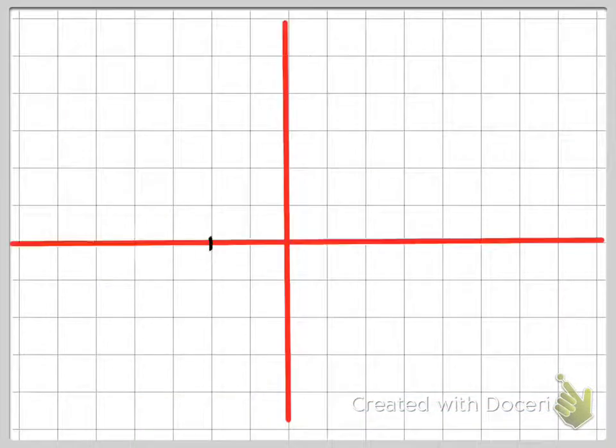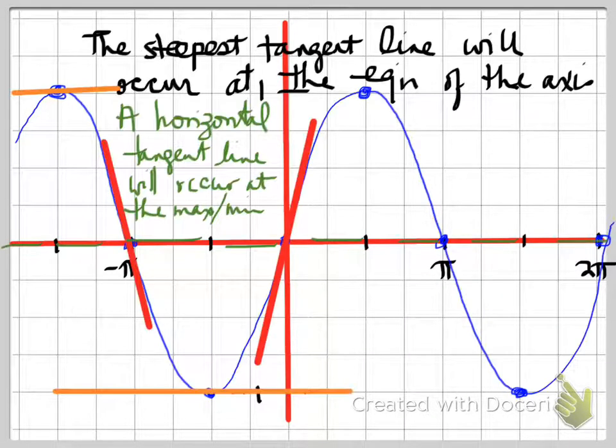So, look at a sine graph. This is something to note that's really important. The steepest tangent line will occur at the equation of the axis. For either the cosine or the sine, it will always occur at the equation of the axis.